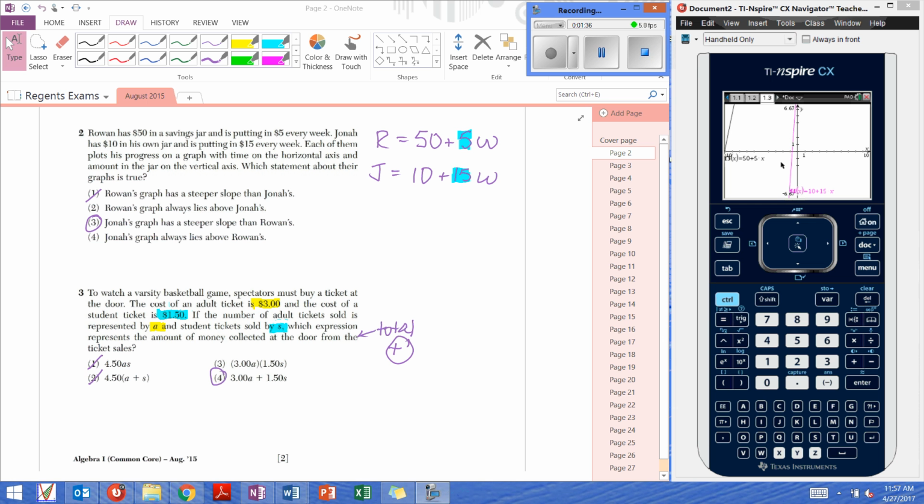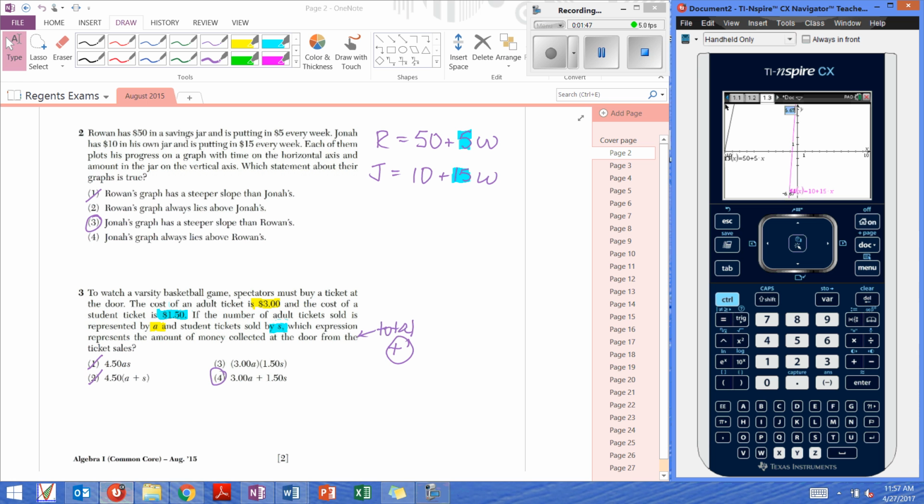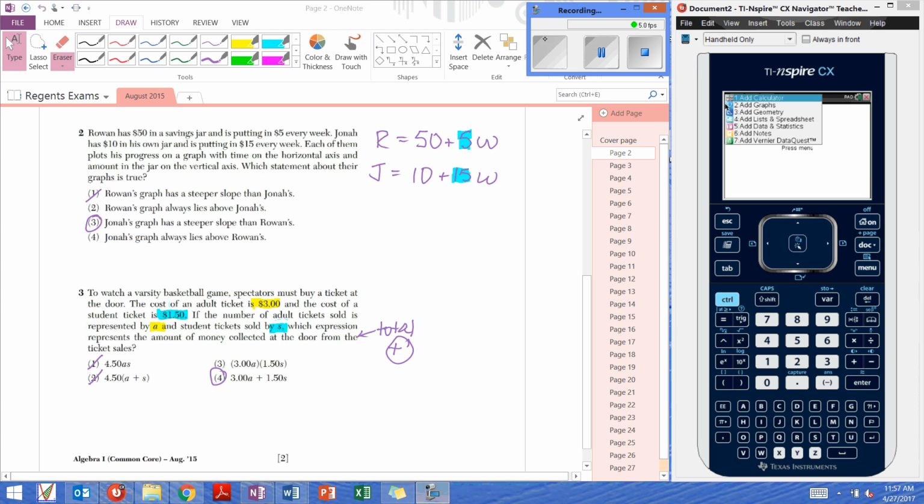And it's a little difficult to see right now after we graph them because the window isn't large enough, so we can change around the window. Another thing that I want to point out is even though I use W, my calculator only understands X. So what I could do here is I can change, because I know my Rowan equation has a y-intercept at 50. Let me just go a little bit higher, and you can clearly see that the purple line, the Jonah line, is definitely steeper than Rowan's.